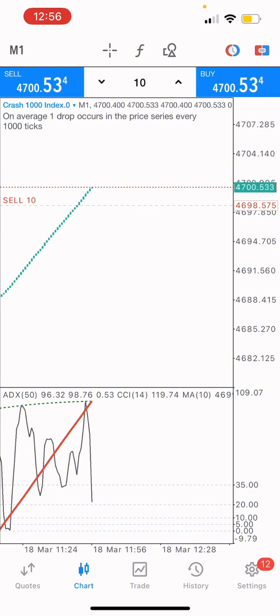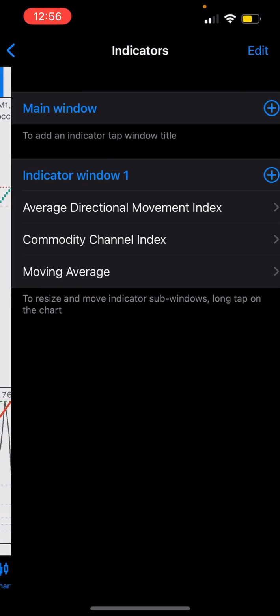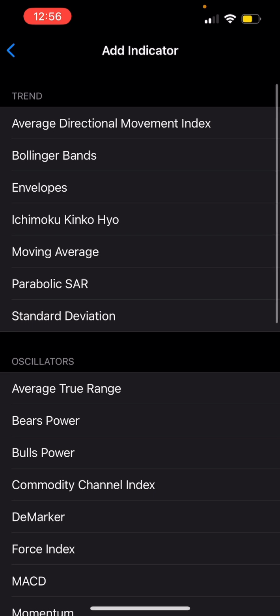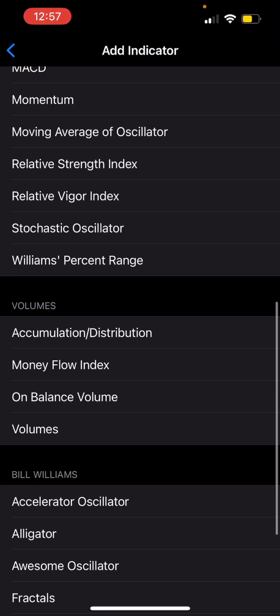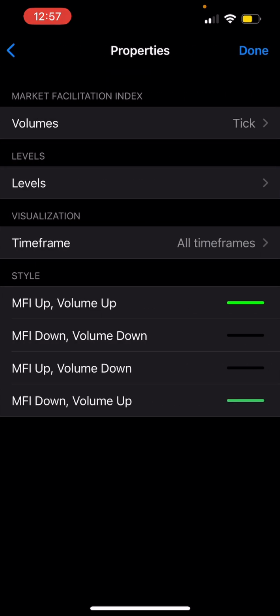Then I'm going to modify this strategy. I'm going to add something, but this indicator I'm going to be adding works for the 500 series. That's for the crash 500 and the boom 500. Let me add it. What's it called again? Market facilitation index. Yeah, we're going to be adding market facilitation index. Let's look for it.